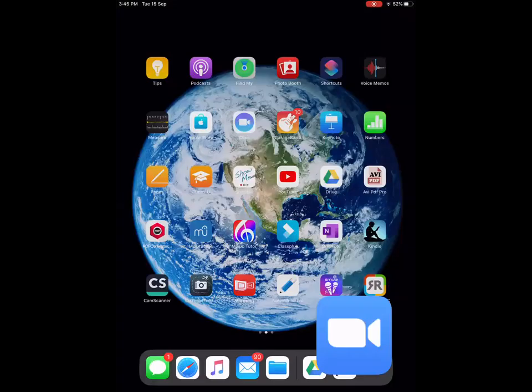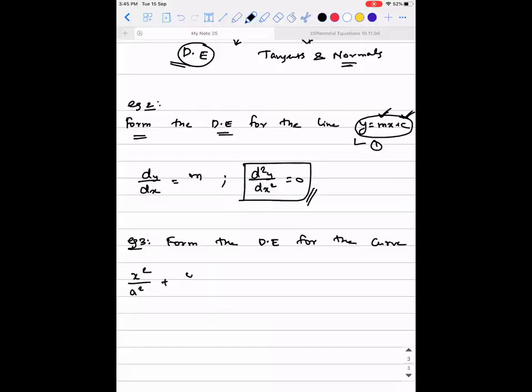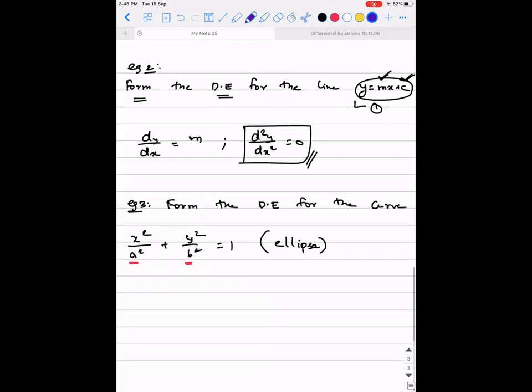Form the differential equation for the curve x square by a square plus y square by b square is equal to 1. So what is this? An ellipse, right? How many arbitrary constants? 2. So we need to differentiate it twice.